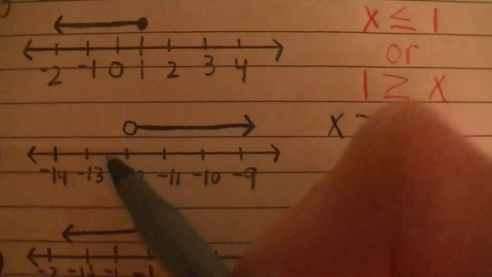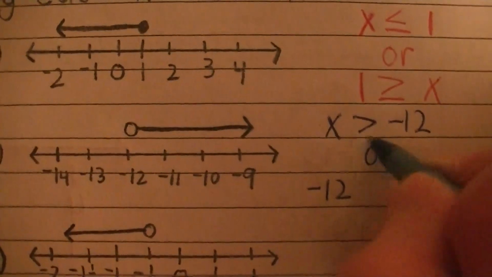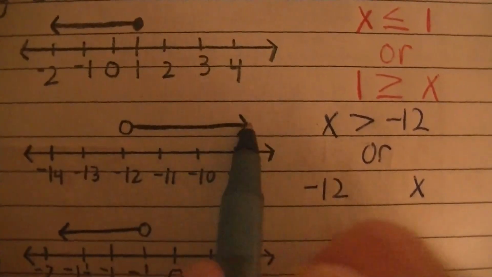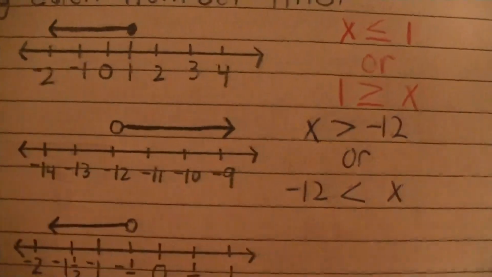Okay, and do we include it? Nope. So I don't put the little half and equal sign under there. Okay, again, what was bigger? -1/2 or x? Oh, x is bigger. Okay, like that.